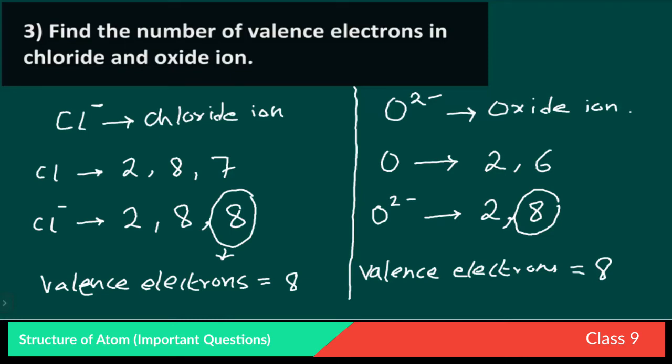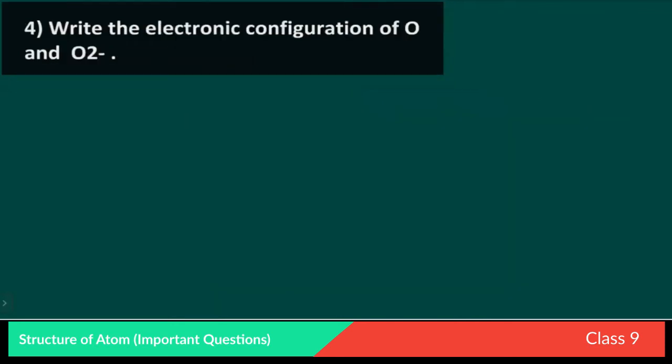Understand? Valence electrons basically is the number of electrons which are present in the outermost shell of an atom of an element. This we have discussed in our class. So I hope you have understood this question. We move on to the fourth one.